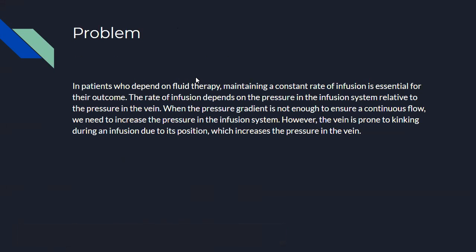In patients who depend on fluid therapy, maintaining a constant rate of infusion is essential for their outcome. The rate of infusion depends on the pressure in the infusion system relative to the pressure in the vein. When the pressure gradient is not enough to ensure a continuous flow, we need to increase the pressure in the infusion system. However, the vein is prone to kinking during infusion due to its position, which will increase the pressure in the vein.